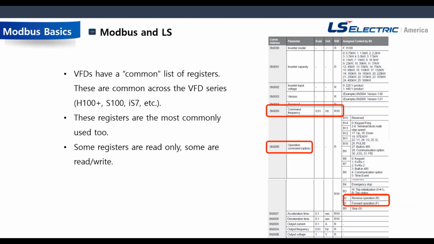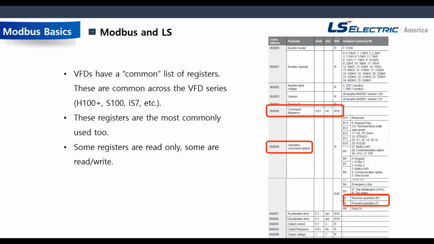So it makes it a little bit easier from the programming side, from your controller, PLC, or HMI, or whatever you're using. Also, I don't know how many there are on this list, but maybe 30 or so. These are also very commonly used registers. So your run command, your frequency, you could run reverse, you could run forward. If you look at the bottom of the list, you've got your accel time, your decel time, your output current, frequency, voltage, DC bus voltage, power, things that you want to monitor.